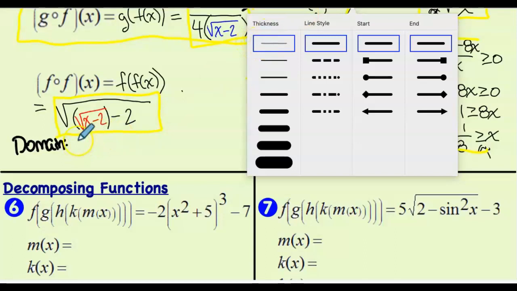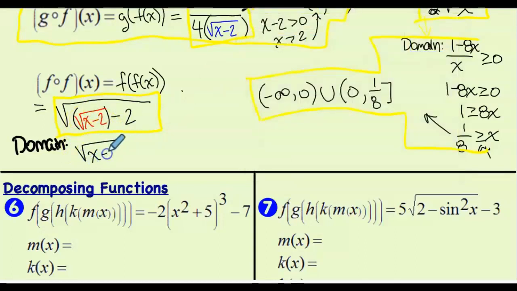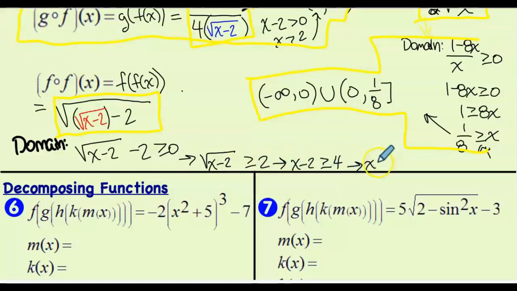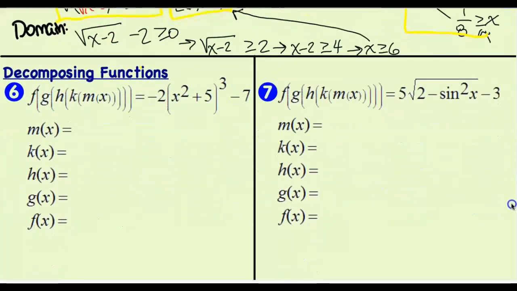There is no fraction, but whatever is under the square root has to be greater than or equal to 0. So that has to be greater than or equal to 0, so I'm going to add 2. So the square root of x minus 2 has to be greater than or equal to 2. Square both sides, and you get x minus 2 has to be greater than or equal to 4. Therefore, x has to be greater than or equal to 6. So if you were to graph this, you would see something significant happening when x is 6, okay? Because greater than 6 it'll work, but everything below 6 will not work. So from 6 to infinity would be the best way to write that interval.